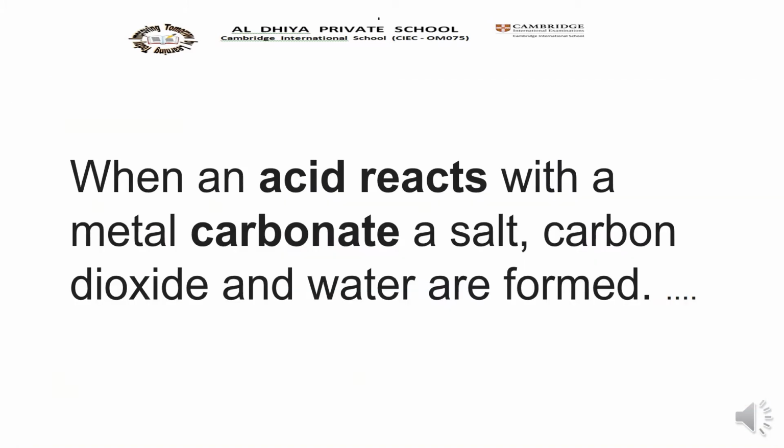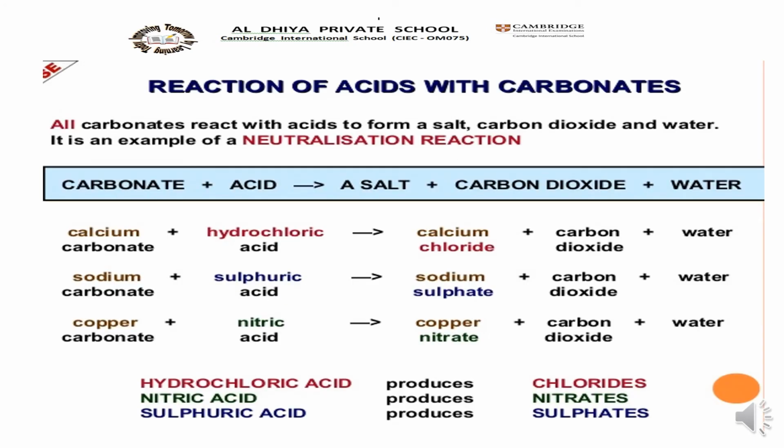When an acid reacts with a metal carbonate, a salt, carbon dioxide and water are formed. Carbonate reacts with acid to form salt, carbon dioxide and water. See the examples. Calcium carbonate combined with hydrochloric acid forms calcium chloride plus carbon dioxide plus water.